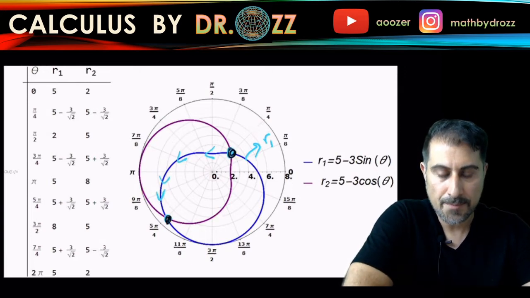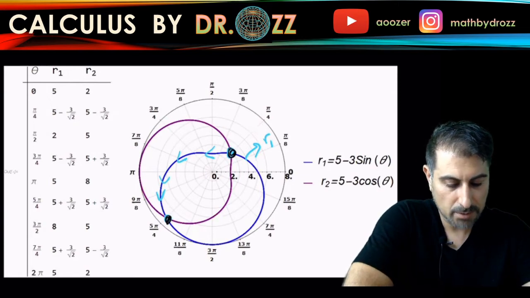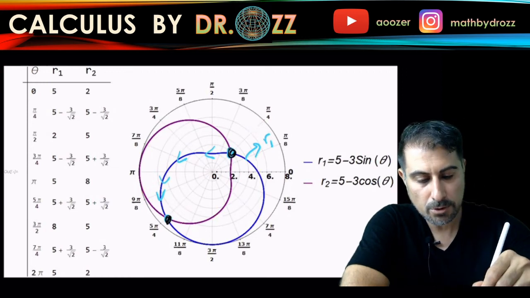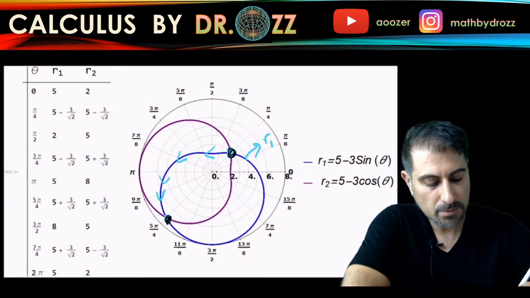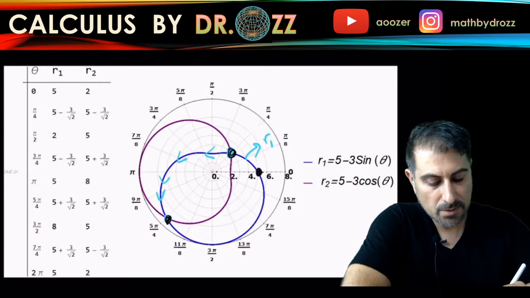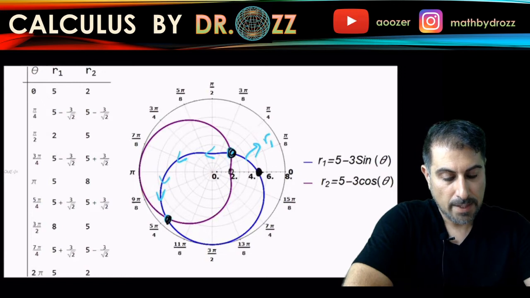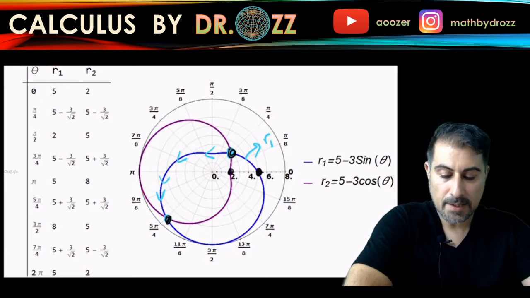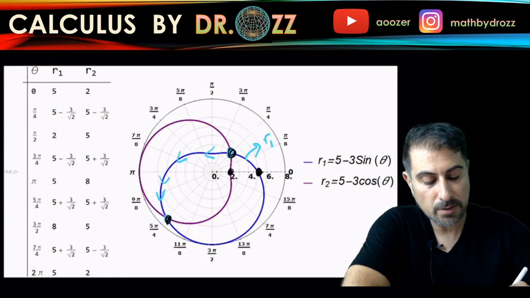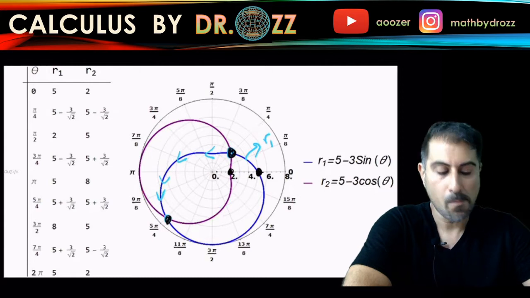Okay, so let's check. For theta equals 0, R1 starts at 5 and R2 is 2. So the blue curve is going to start right here because R1 equals 5, and R2 equals 2 means this curve is going to start right here. And at pi over 4, it's 5 minus 3 over radical 2 for both, and they meet right here. And this curve moves like this.